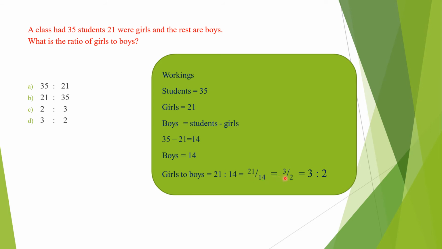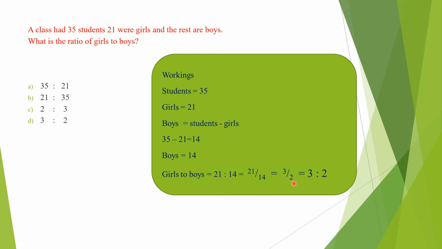this to the lowest terms, what we do is again divide by the highest common factor. In this case, the highest common factor is 7. 7 is the highest number that can go into both 21 and 14 without leaving a remainder. Now let's do the maths. 7 into 21 goes 3 times, and 7 into 14 goes 2 times. Hence we have the 3 over 2.